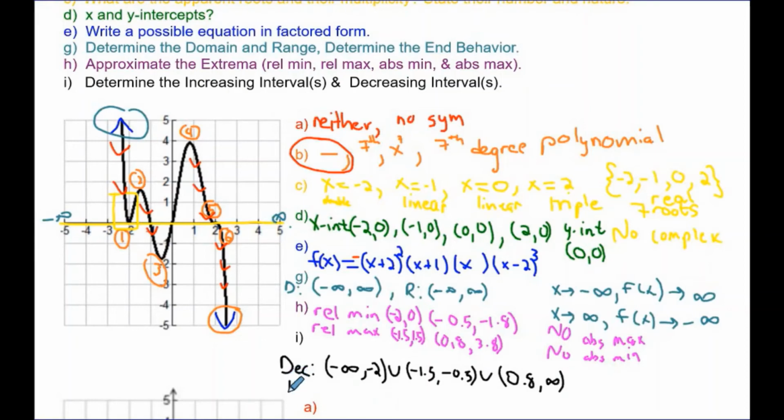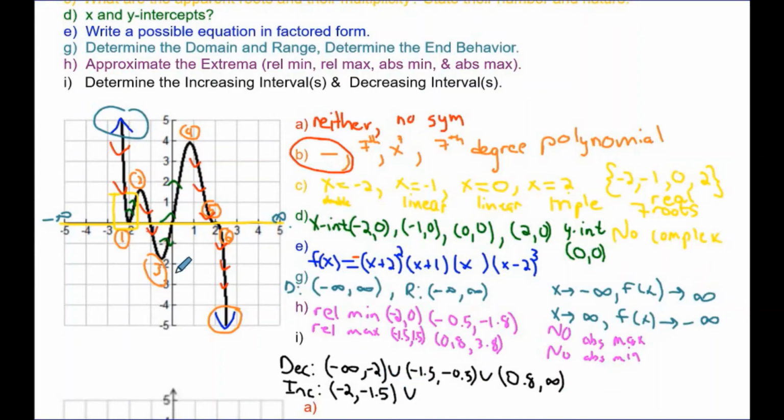So the increasing intervals, right? The increasing intervals here are going to be where it is tending upwards. So this little tiny one right here, and then also here. So we're increasing from -2 until -1.5.